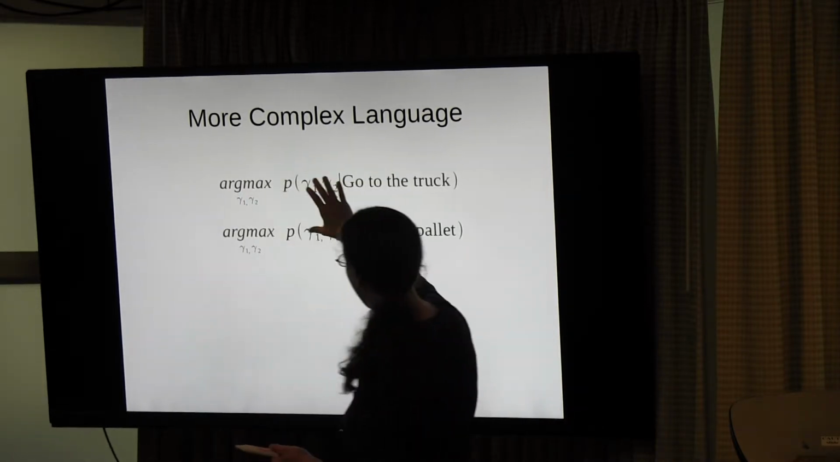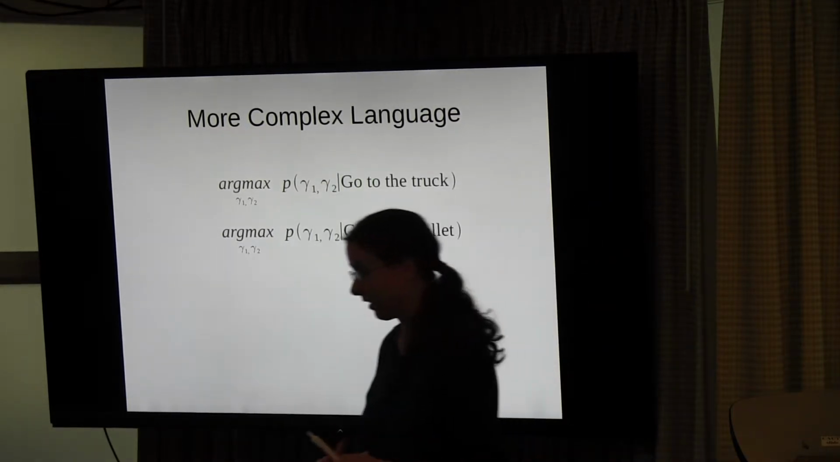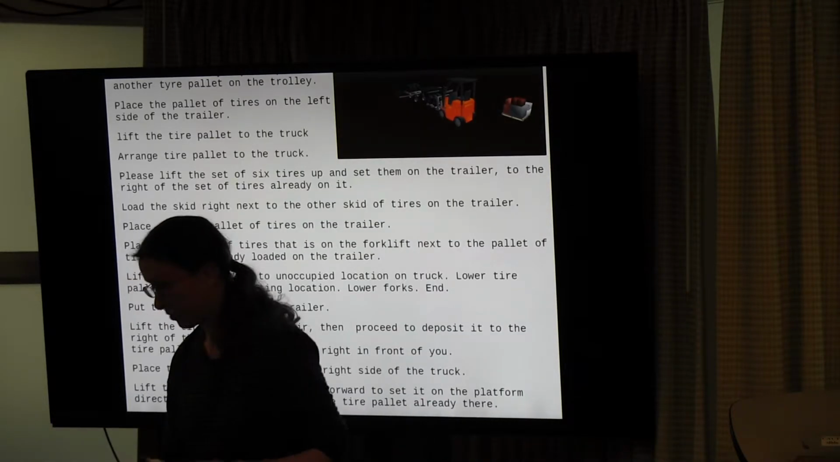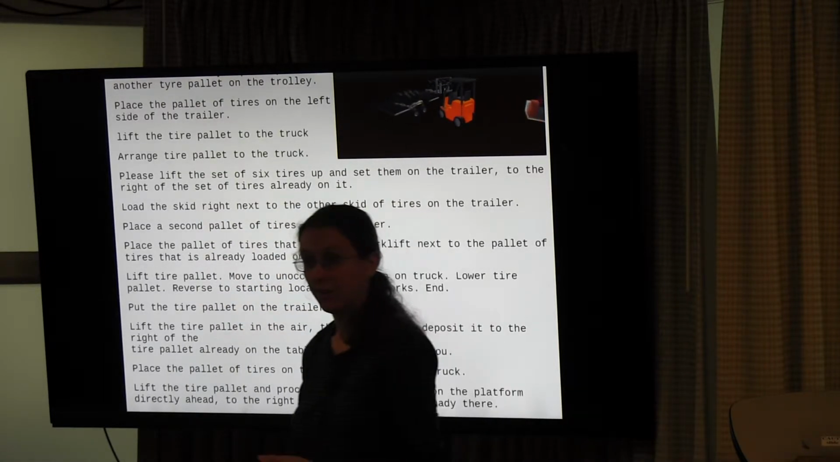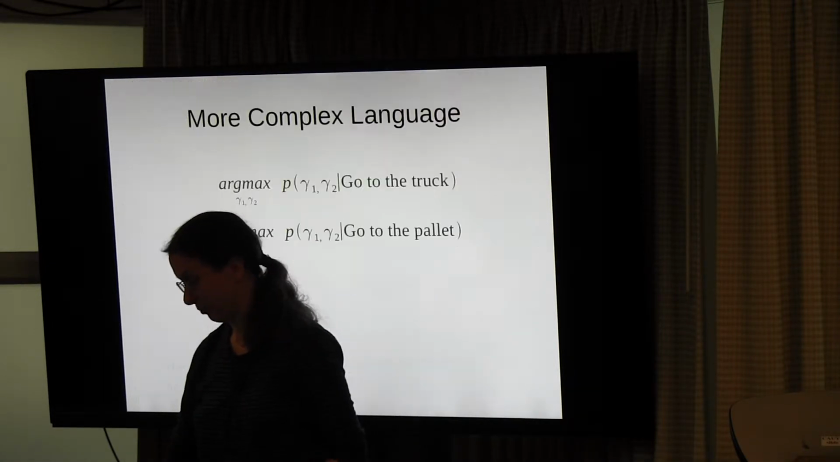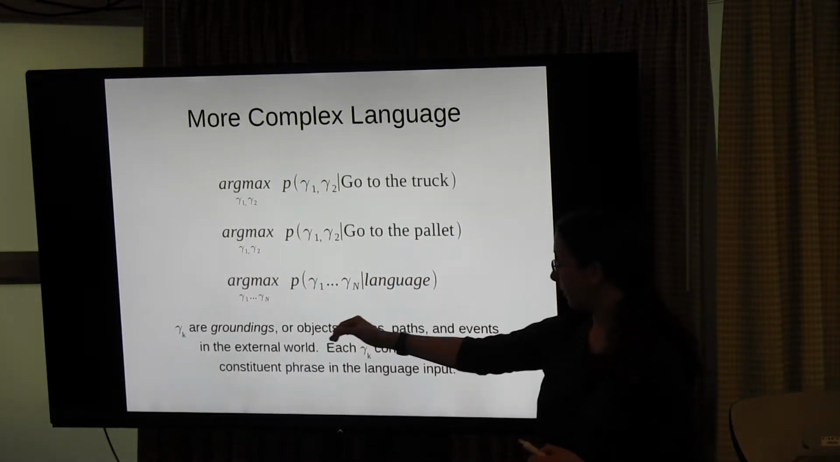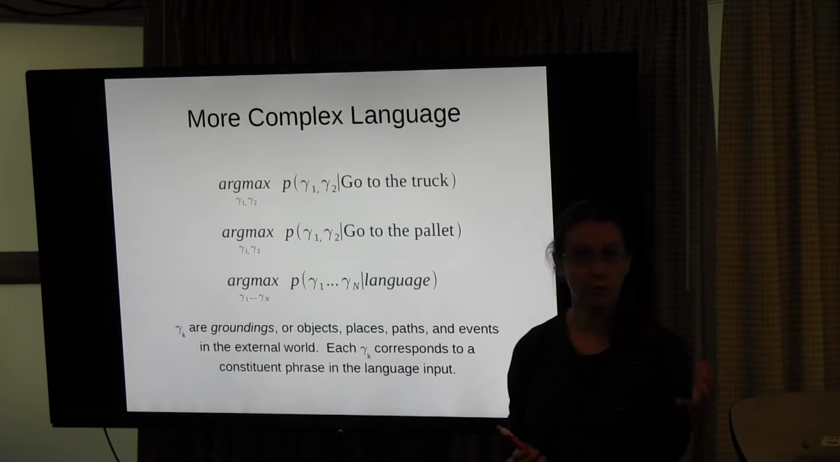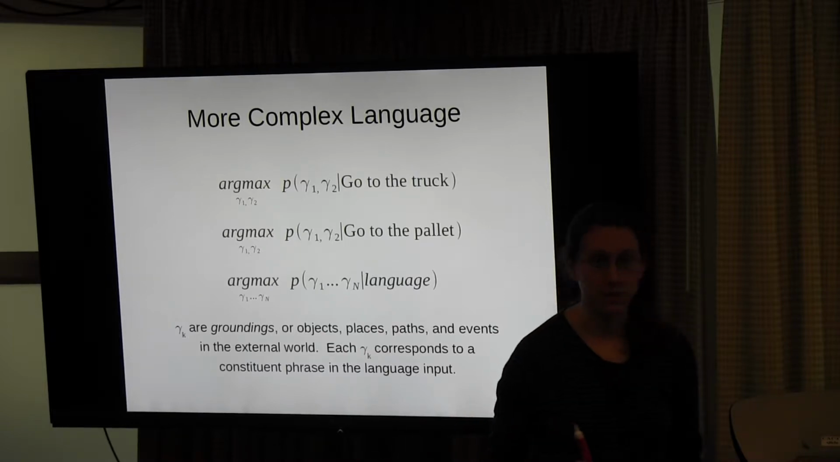So what that looks like is that I'm going to stick a second variable in my optimization. If I make it most general, if I look at the commands that people produce, as you guys are saying, there might be a lot of other stuff. So mathematically, there are going to be n other things, and they're called gammas, for grounding. So again, going back to the symbol grounding problem, they are objects, places, paths, and events in the external world.